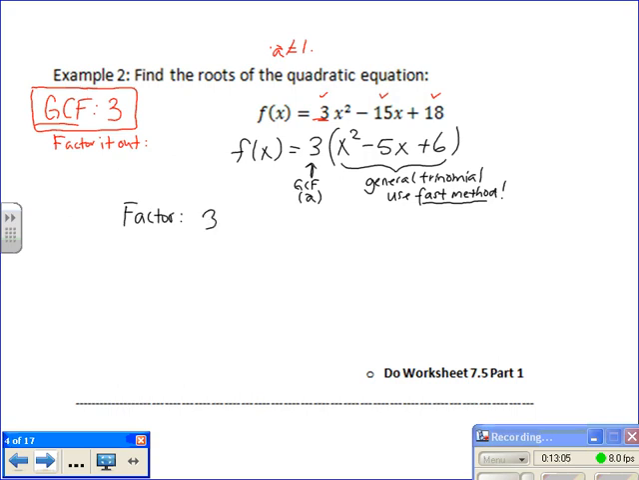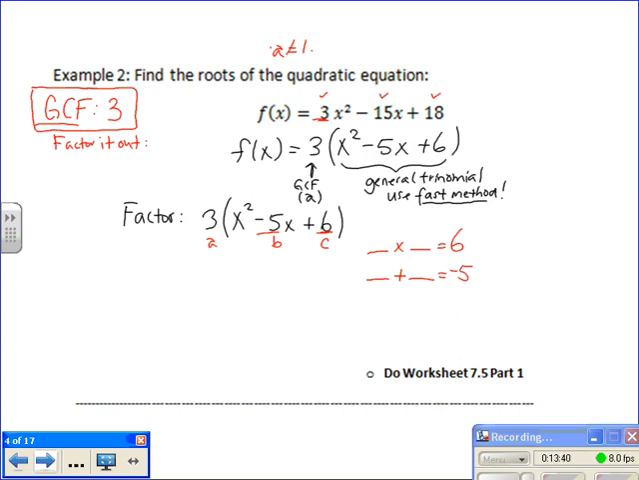Okay, I've got 3. Just going to write it again for myself. 3 times x squared minus 5x plus 6. And I'll label them quickly. Okay, there's my a. Okay, there's my b. And there's my c. And I'm looking for 2 numbers that multiply to give me c, which is 6, the last term. And those same 2 numbers have to add together to give me b, which is negative 5, my middle term.